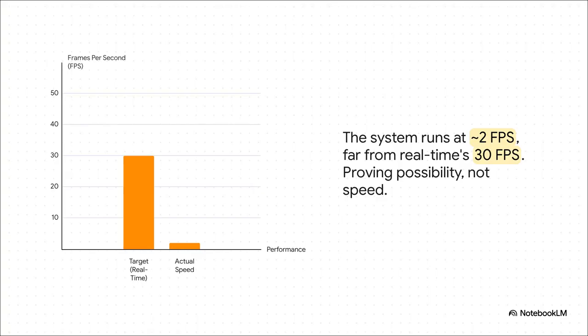Well, here's the reality check. For something to be real-time, it needs to process about 30 frames per second. This whole system runs at about 2. So yeah, it's not going to be on a live sports broadcast anytime soon. But that was never the point. The goal here wasn't about production speed, it was about proving that a task this ridiculously complex was even possible.